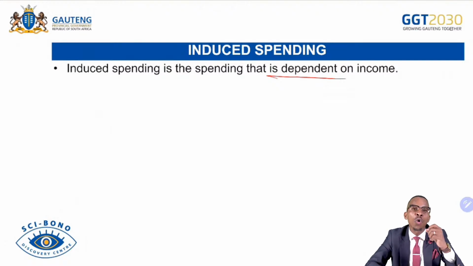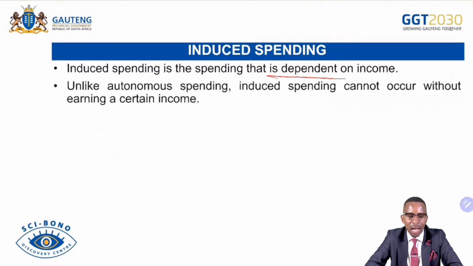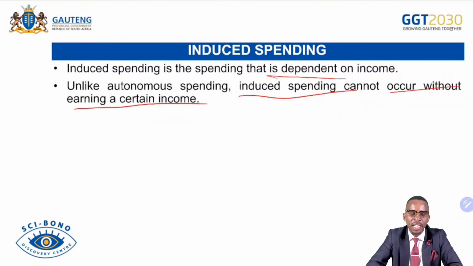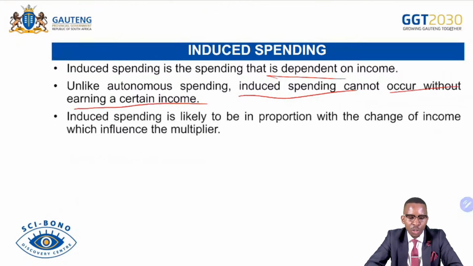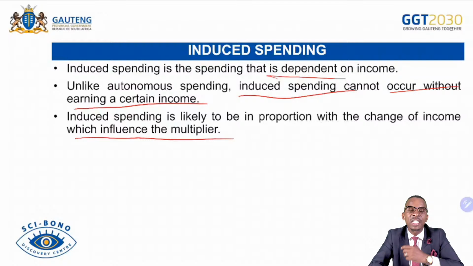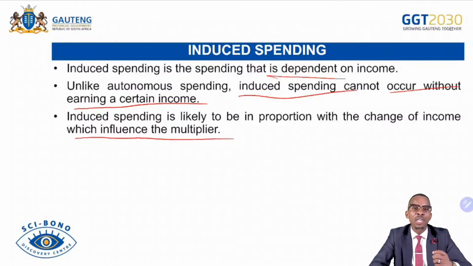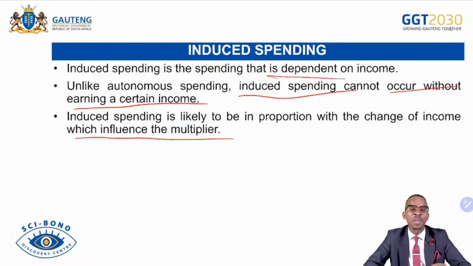It cannot occur without receiving any income. One must receive income for this particular spending to take place. Unlike autonomous spending, induced spending cannot occur without earning a certain income. Induced spending is likely to be in proportion with the change in income, which influences the multiplier. Meaning, as someone receives more income, it is likely to have more spending in the economy. That's why we say it is likely to be in proportion to the change in the level of income.